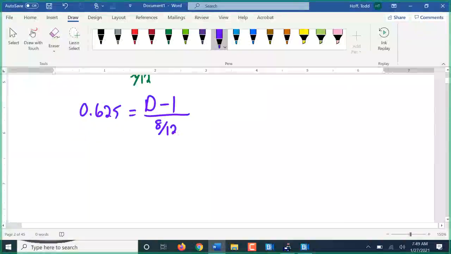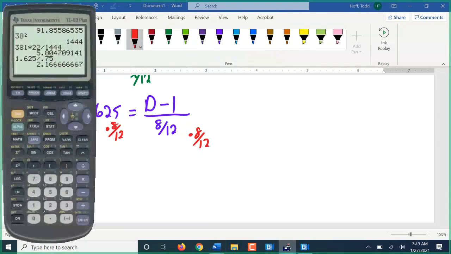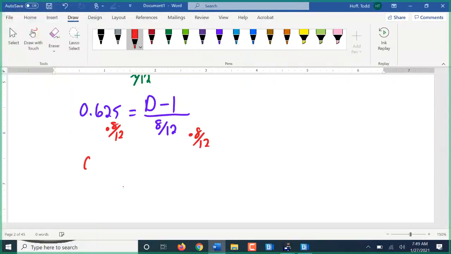Here's one where I probably wouldn't want to divide out the 8 divided by 12. I'm just going to treat that as a fraction, and I'm going to multiply by 8/12 on both sides. We got 0.625 times 8 divided by 12, 0.4166666. That is, remove the 8/12 from the bottom of that right side. All that's left there is d minus 1.